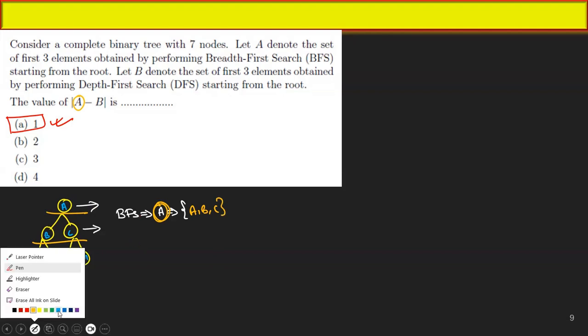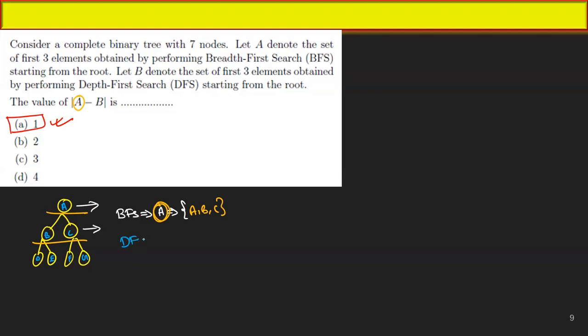Suppose you are performing depth first search. It is not a level order traversal, you are going to depth now. So which elements will be traversed right now? According to that, B equals A, B, and D. Right? That is from depth first search.